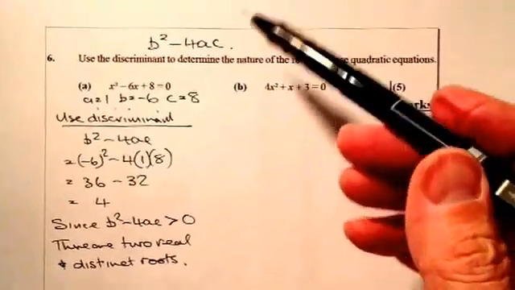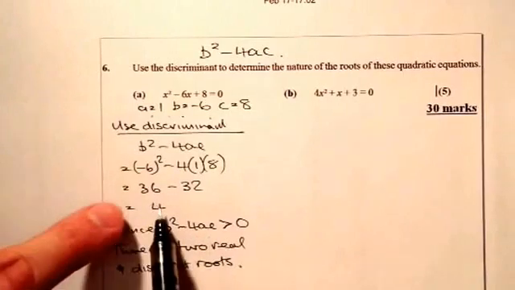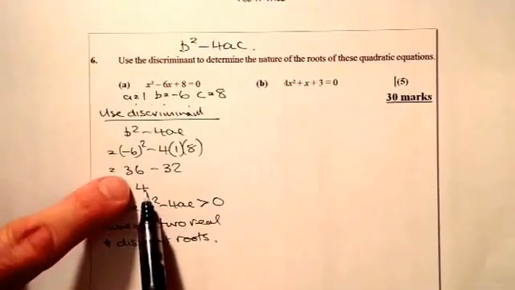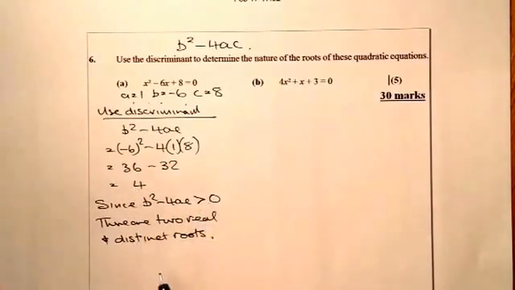So important bits here are making sure that you state that since b squared minus 4ac is whether it's greater than 0, equal to 0 or less than 0, in this case it's greater than 0, and that there are 2 real and distinct roots.